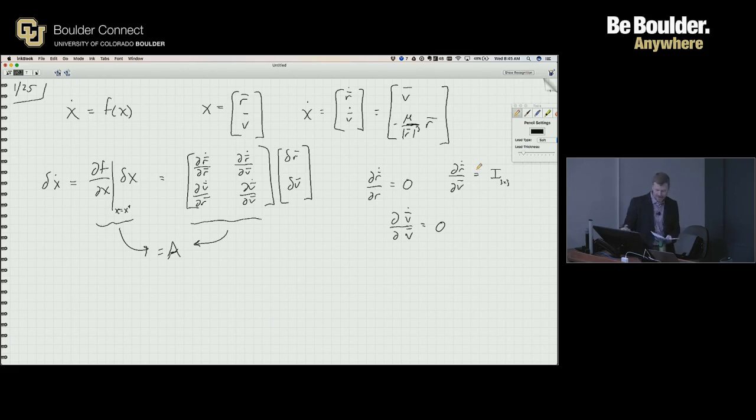But of course, the one that doesn't simplify as easily is, let's go down here, delta v dot with respect to r. So this is partial with respect to r of this guy, minus mu over r cubed times r.